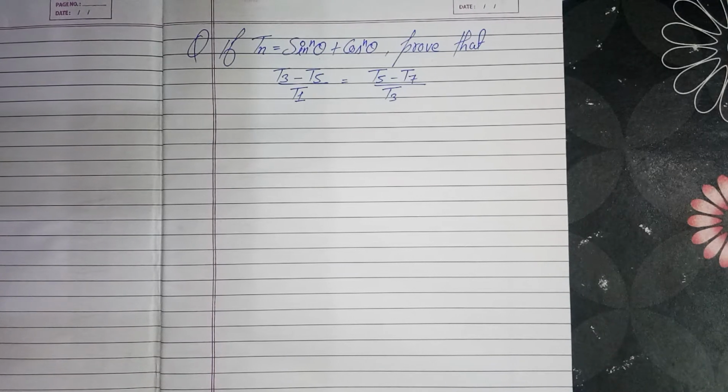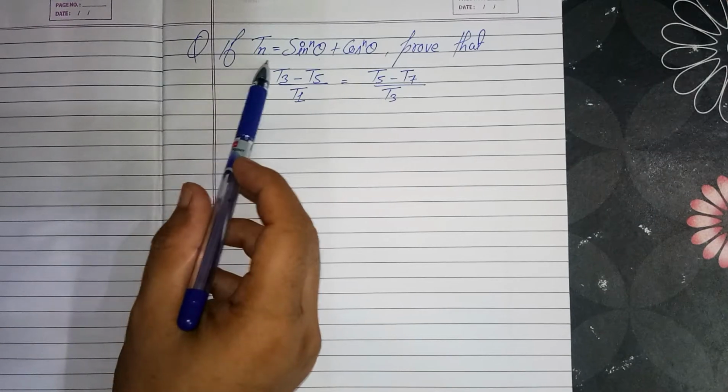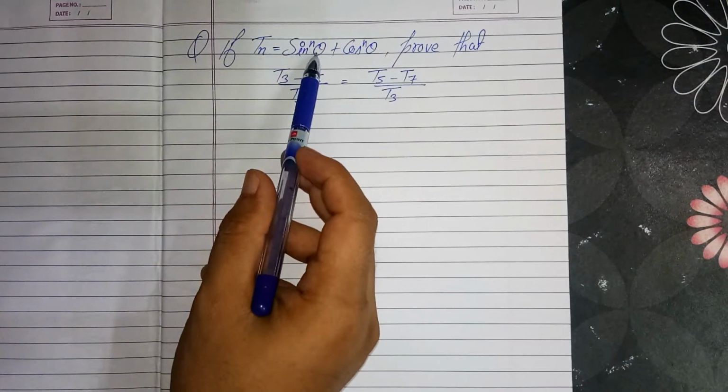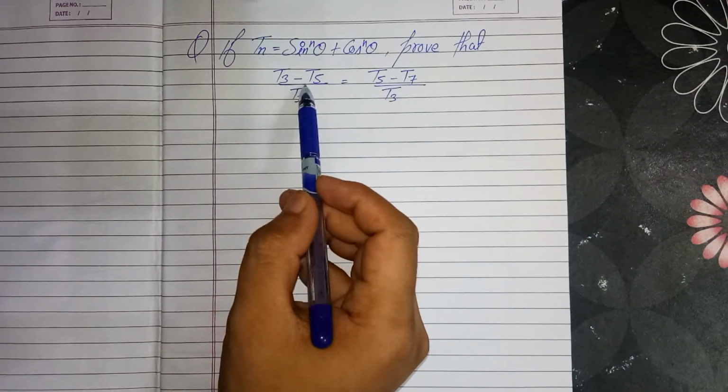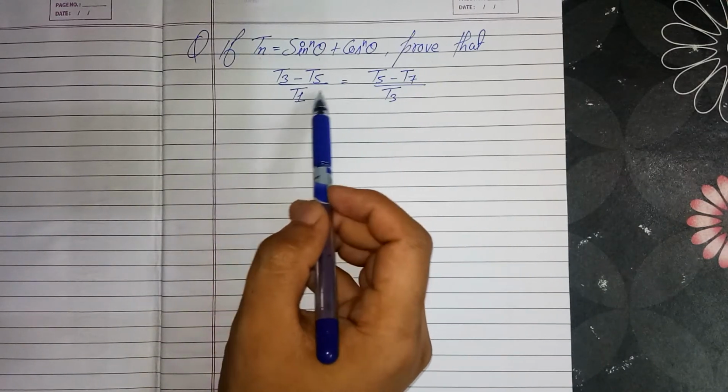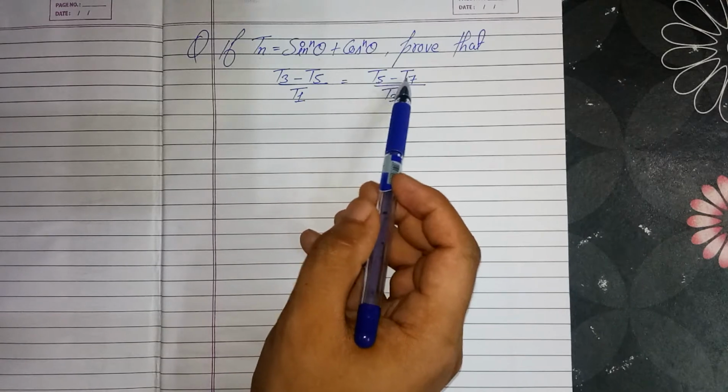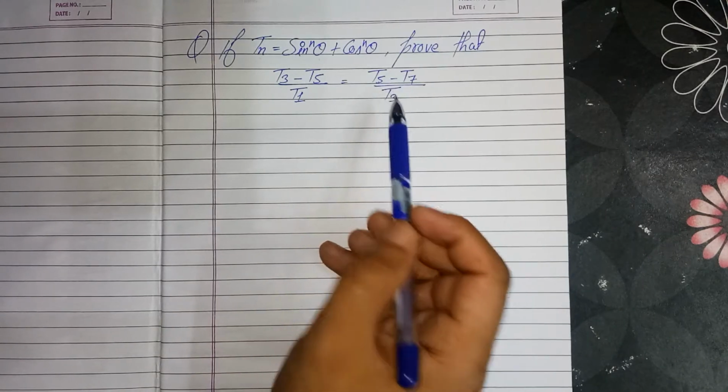In today's video, we are going to solve a problem from the topic trigonometry, and the problem is: if Tn is equal to sin^n theta plus cos^n theta, then prove that (T3 minus T5) upon T1 is equal to (T5 minus T7) upon T3, right?